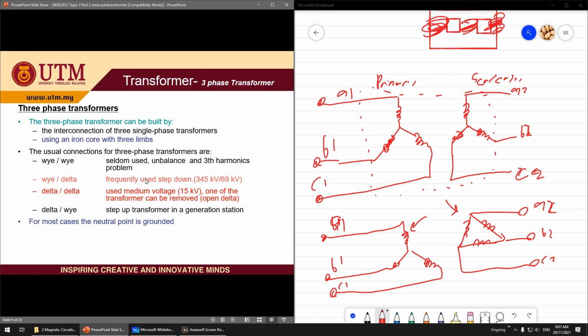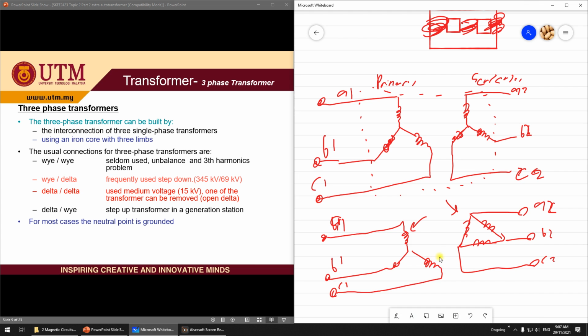The advantage of the delta-delta is that you can open one of the phases. Other transformers you cannot do that; you need to have load for all parts. But if you use delta-delta, you can open one phase. If you don't have a load on one transformer, you can still operate it. Another one is delta-Y, which is usually used in step up. So basically, make sure you know the application.